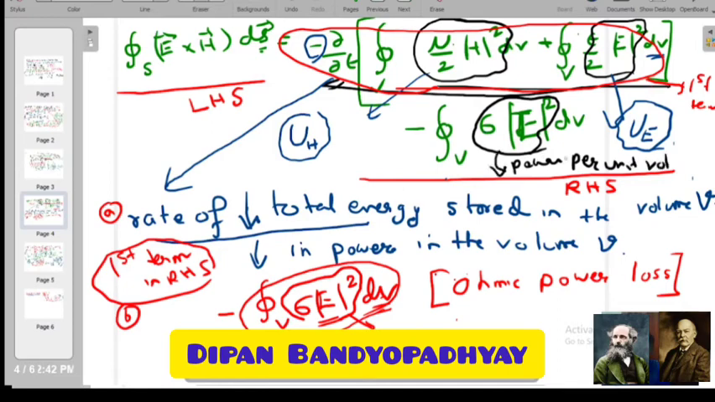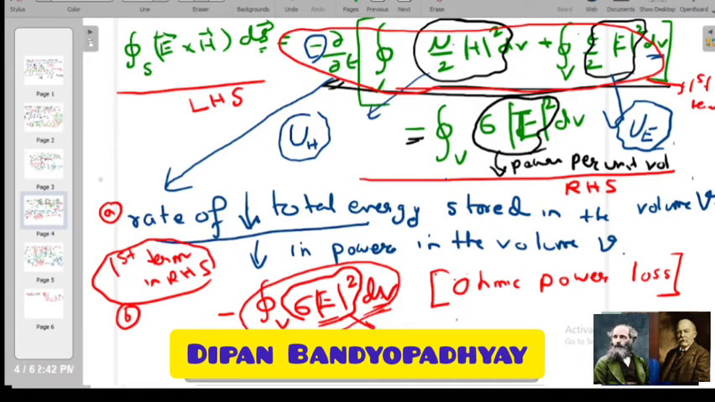When this power per unit volume is multiplied by volume and integrated, we get the total power, and there is a negative sign. That again represents decreasing power, or you can say the energy per unit time is getting decreased. Power is energy per unit time, so you can write it in the form of power or energy. If you write energy, then you should write energy per unit time.